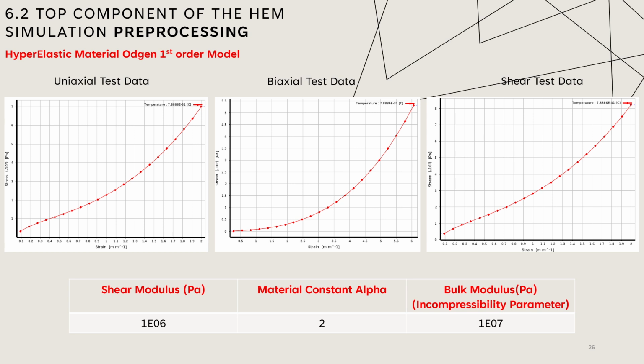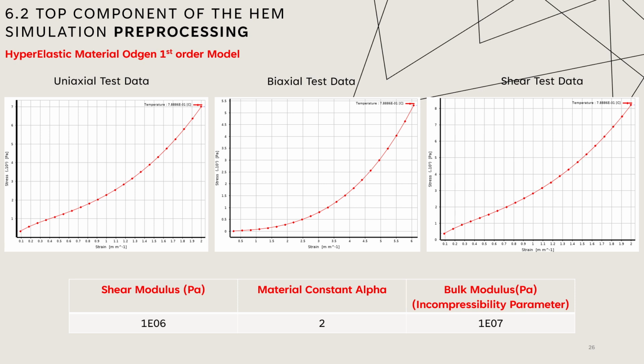For the pre-processing of the top component of the HEM for the simulation, I took out the rubber part on the top of the hydraulic engine mount to start doing simulation. Because it is a hyperelastic material, I chose to use the Arruda-Boyce first order function to describe the material property for the rubber part.